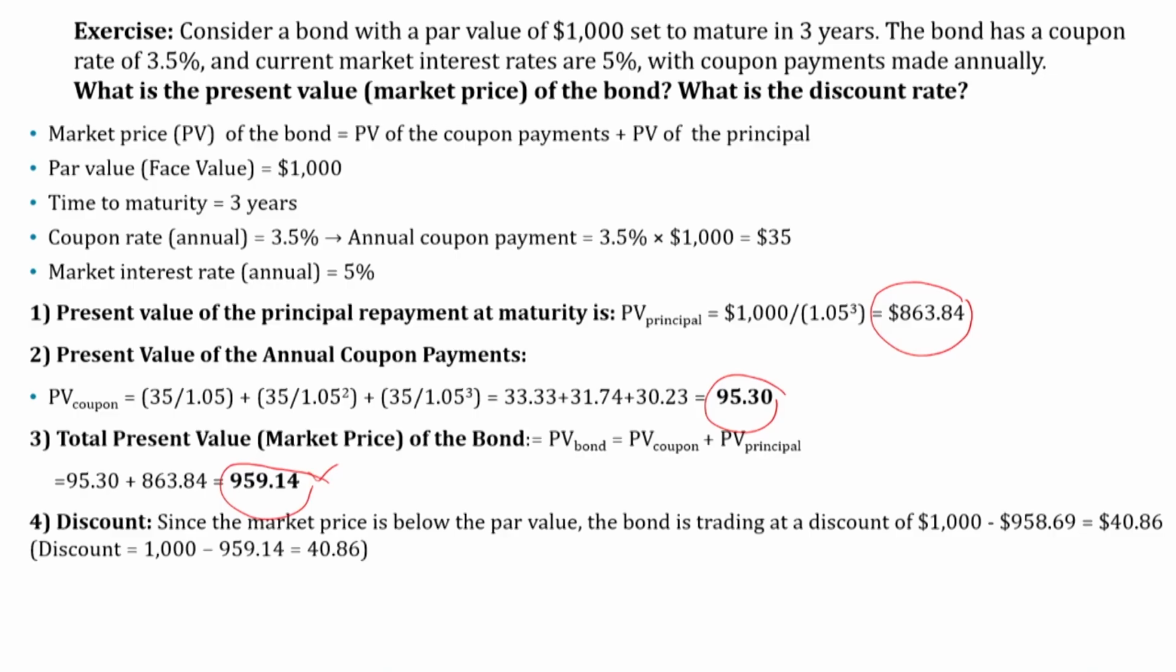From this, you can also calculate the discount. This bond is also called a discount bond, because most bonds, when they are transacted in the market, will be sold at a discount.